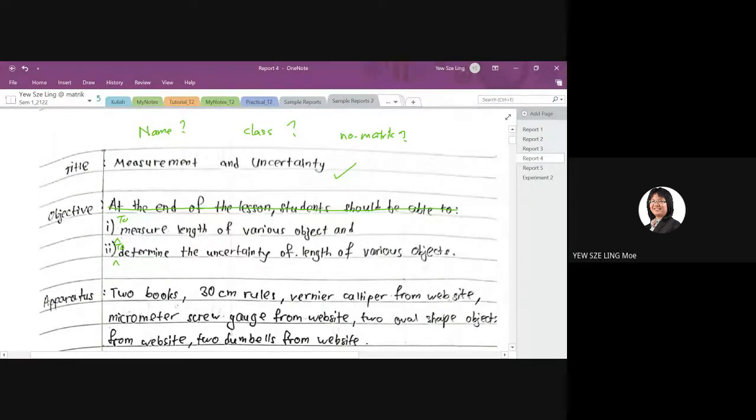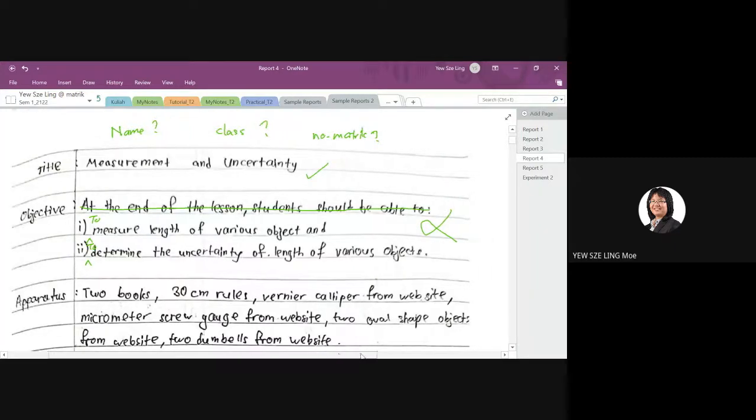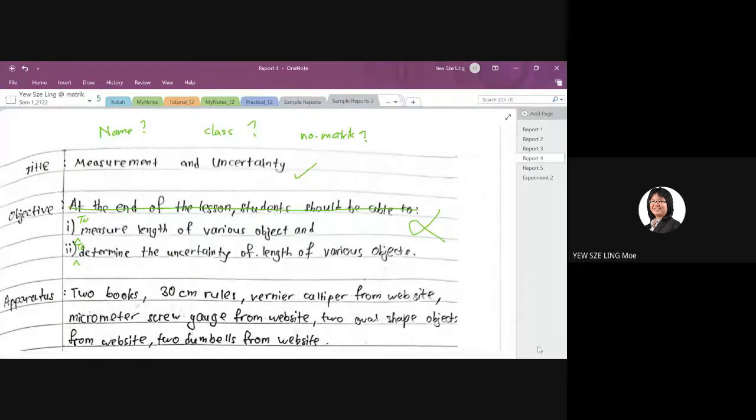So it starts from two. Apparently this is wrong, because what you are writing here is not the objective. You are writing down the learning outcome. So this is wrong. 1 mark will be deducted because of incorrect objective.